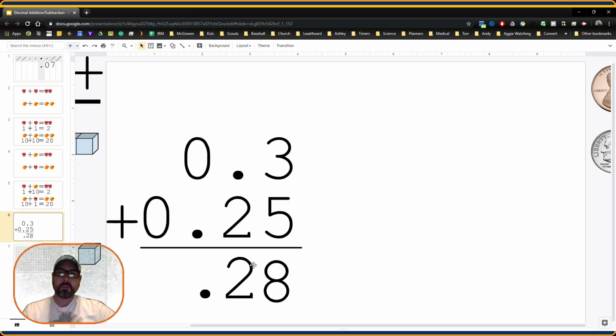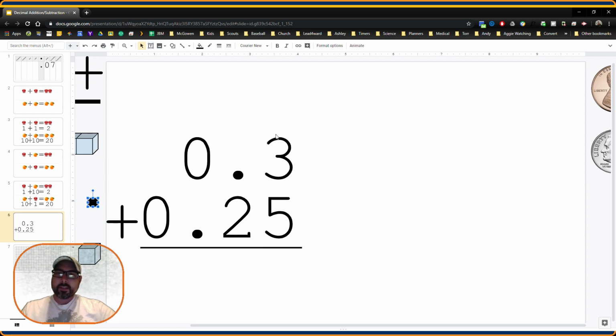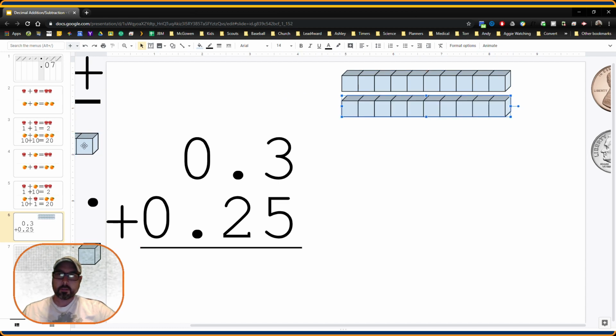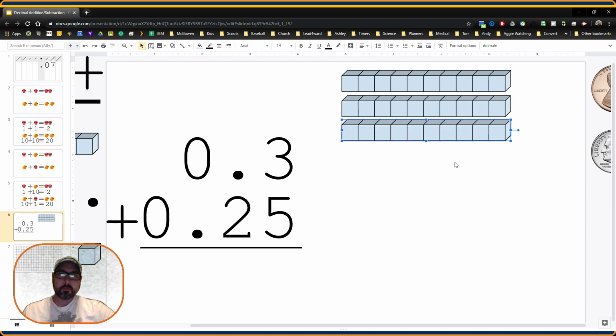Let's look at that. Let's build these numbers. I'm going to get rid of that because it's wrong. I'll move that over here. And let's take a look at these numbers. So first of all, I'm going to use some base 10 blocks. I'm going to build 3 tenths first. So there's 1 tenth, 2 tenths, and 3 tenths. All right, so I'm done here. That number's built. So I'm going to build 25 hundredths.